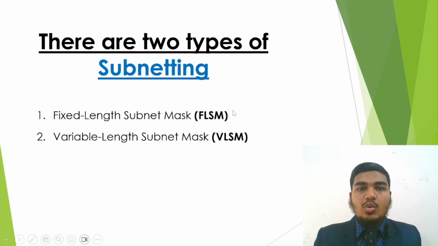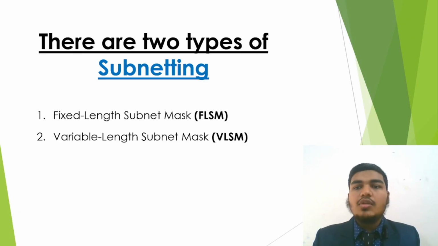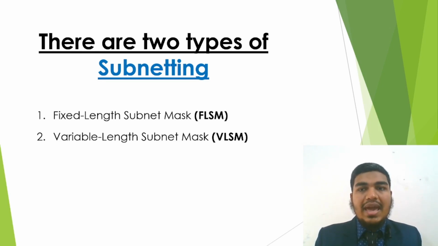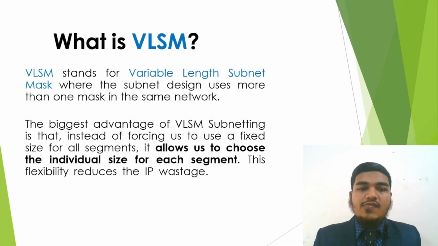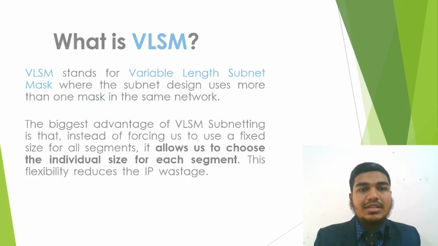In FLSM, we can divide a network into a definite number of subnetworks that can hold the same number of hosts. We cannot change the number of hosts as per our requirements. But in VLSM, we can divide the network into parts that can have a variable number of hosts according to user requirements. So let's proceed with VLSM today. What is VLSM? VLSM is the type of subnetting that allows us to choose the individual size for each segment. Though this size cannot be used so precisely, we can reduce the waste of IP or host addresses compared to FLSM. So let's proceed with an example.